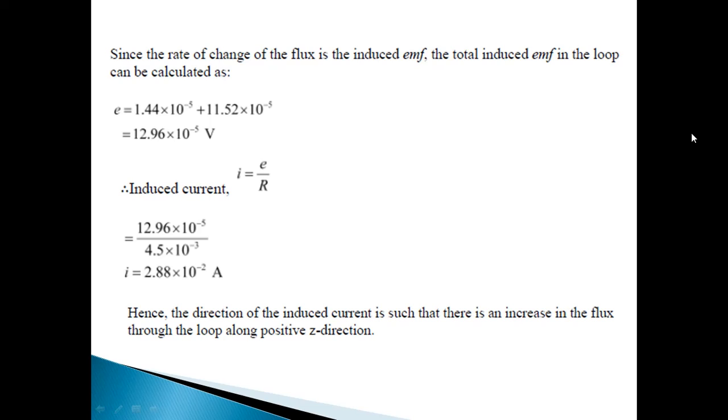Now, induced current. What is the current that is induced in the circuit? I equal to E by R. Resistance is given as 4.5 milliohm. So conversion with 10 to the power minus 3. And current is calculated as I equal to 2.88 into 10 to the power minus 2 ampere. Hence, we get current to be a positive answer. So the direction of induced current is such that there is an increase in the flux through the loop along the positive Z direction.